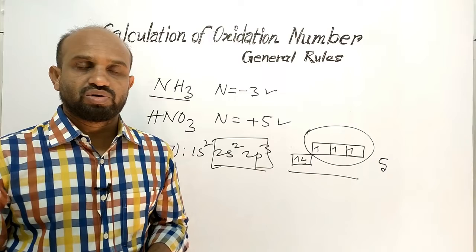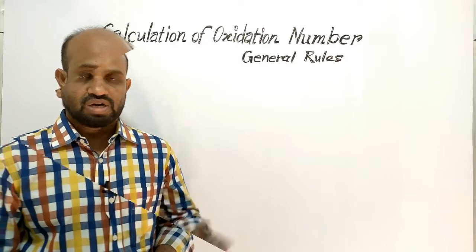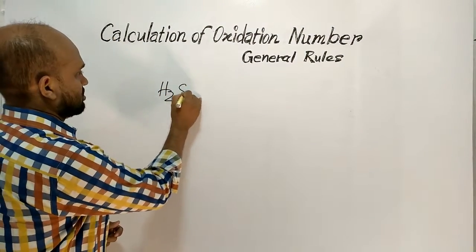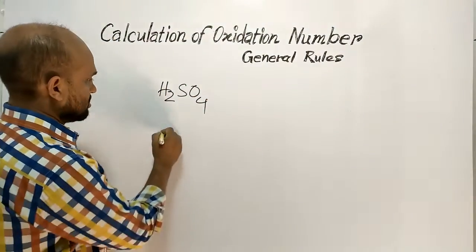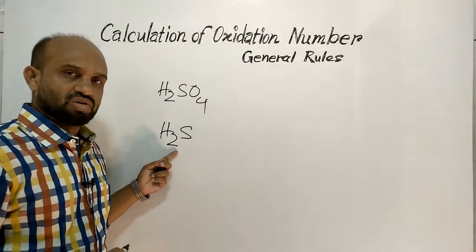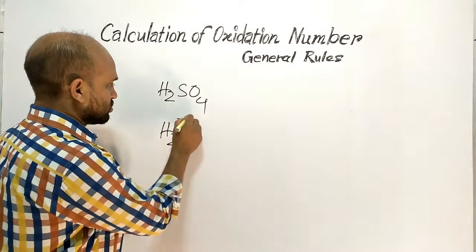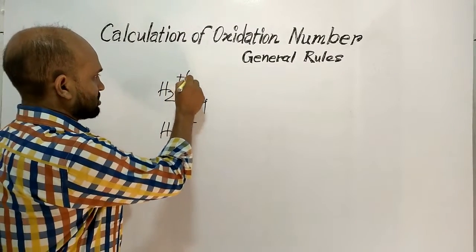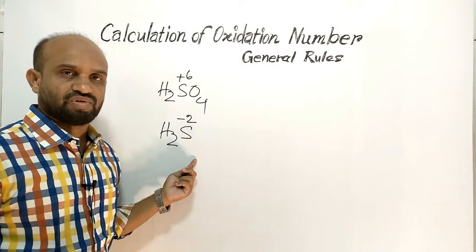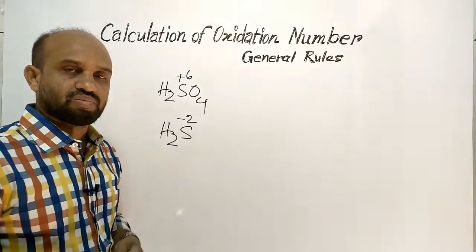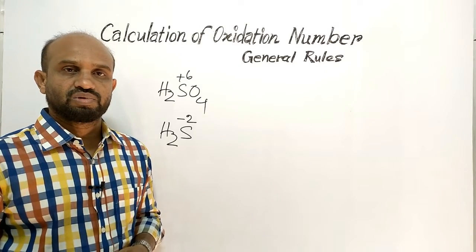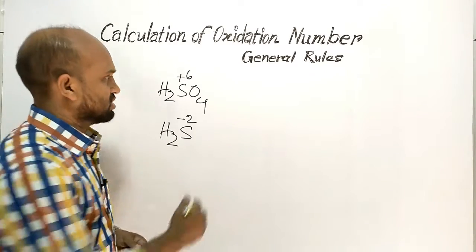Let's see another compound of p block element. The compounds of sulfur are sulfuric acid and hydrogen sulfide. Here the oxidation number of sulfur is -2, and here this is +6. 2 is the minimum oxidation number of sulfur, and 6 is the maximum oxidation number of sulfur. It is determined from the electronic configuration of sulfur.